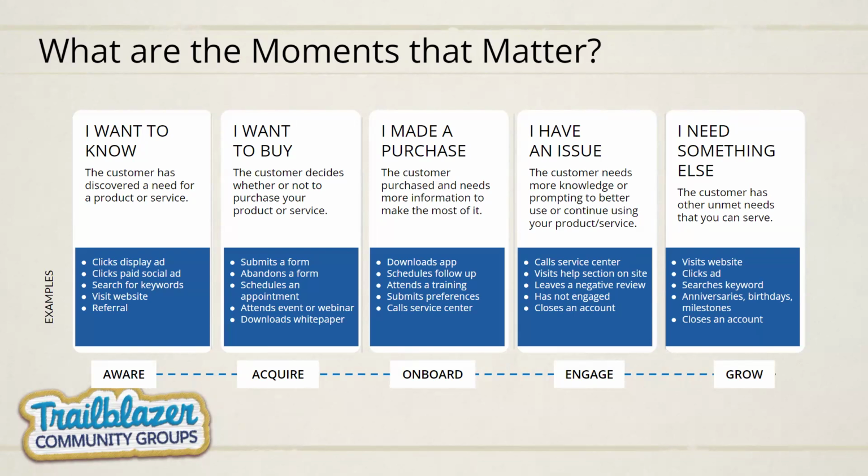Next, once we know that they've made a purchase, we now need to offer them more information about us. We're in that onboarding stage. We want them to download the app, schedule a follow-up, attend a training. We want to know if they submit their preferences or call our service center. So this is where we want all of our branches of business to kind of come together, right? So we want to know information about the service center. We want to know information about sales. We need to have our preference information available.